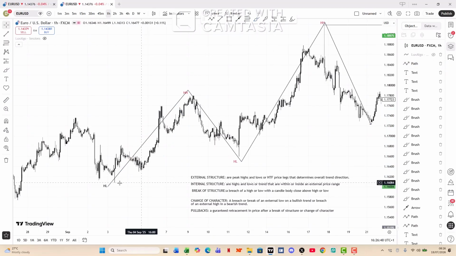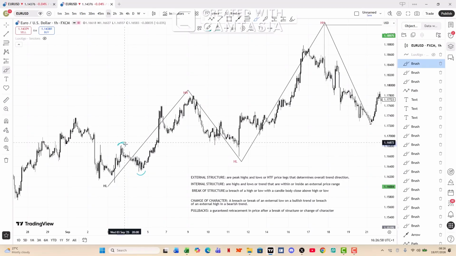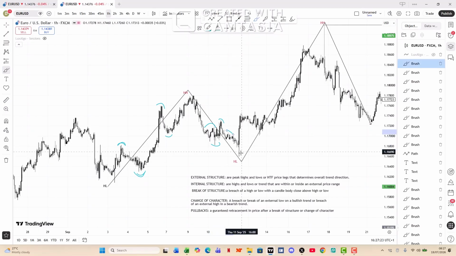In this internal structure, you can spot highs and lows inside the price range. You can clearly see that this can also be considered a higher high, and this is a higher low. This is also a higher high, and this is also a higher low inside the external structure. Back on the pullback, you can spot a high here and a high here. You can consider this a lower high and a lower low in the internal structure. You can see this low is a lower low in the internal structure, but on the external structure, this low is a higher low. You see the difference.